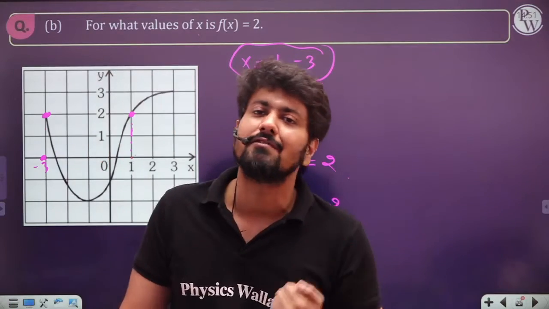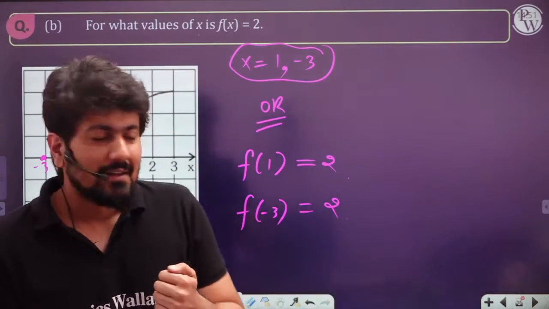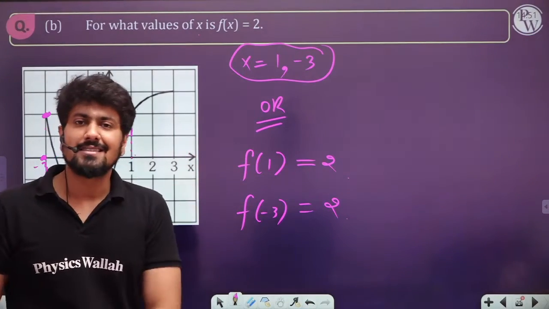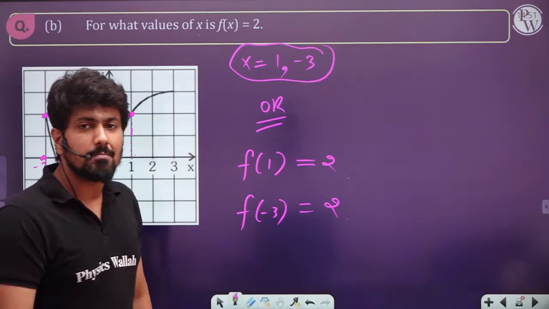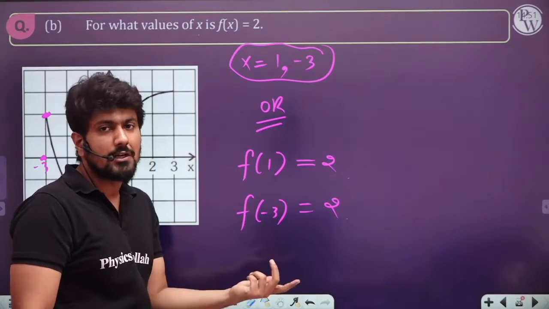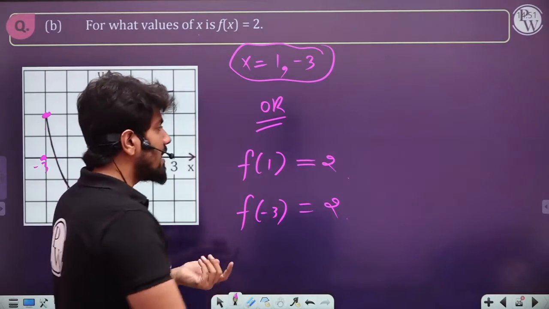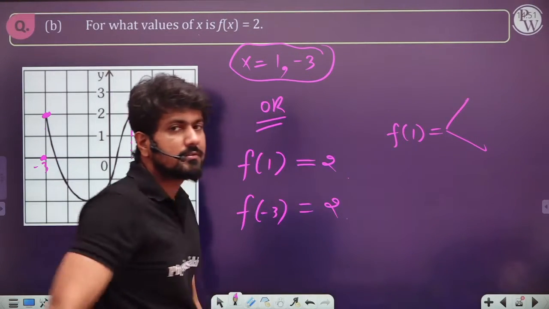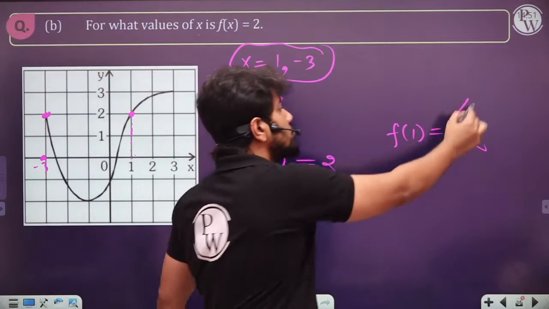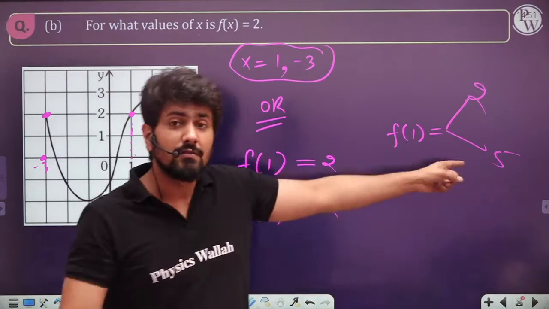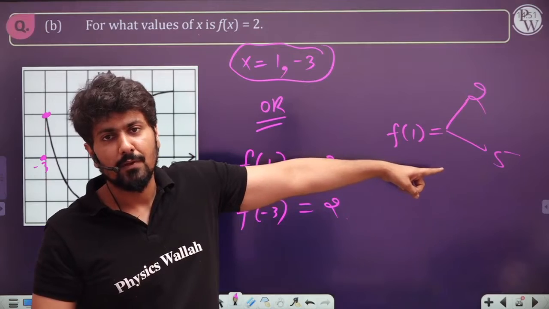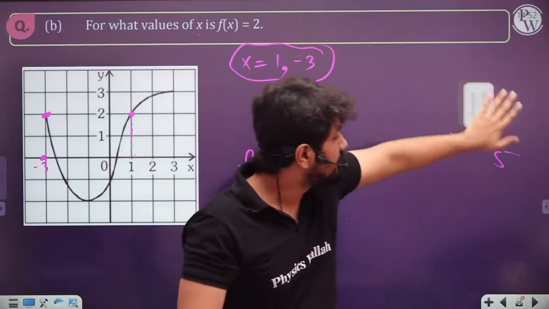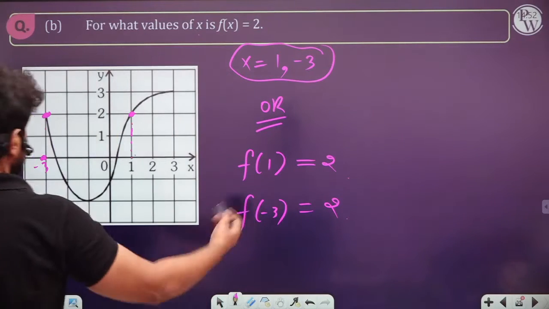That happens all the time in functions: two different inputs can give the same output. But it should never happen that at one input we get two different outputs. That will not be allowed. We can't get two different values of f of 1. Like f of 1 is equal to 2 and f of 1 is also equal to 5. This will not be a function in that case, because at one input we are getting two different outputs. That will not be allowed in a function.